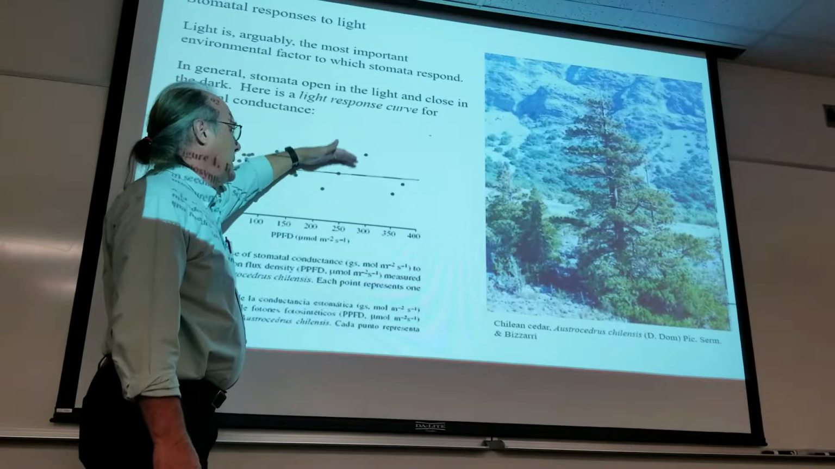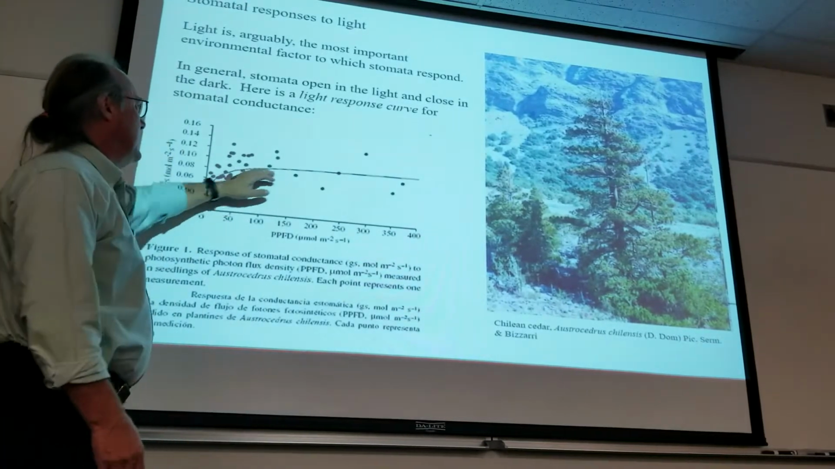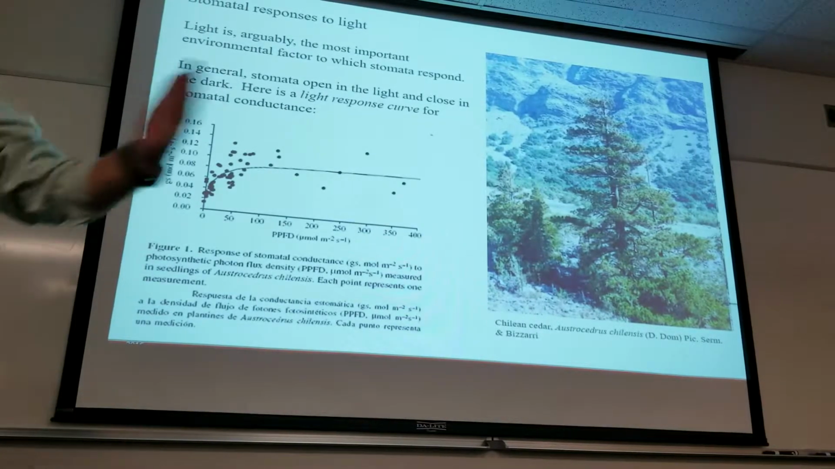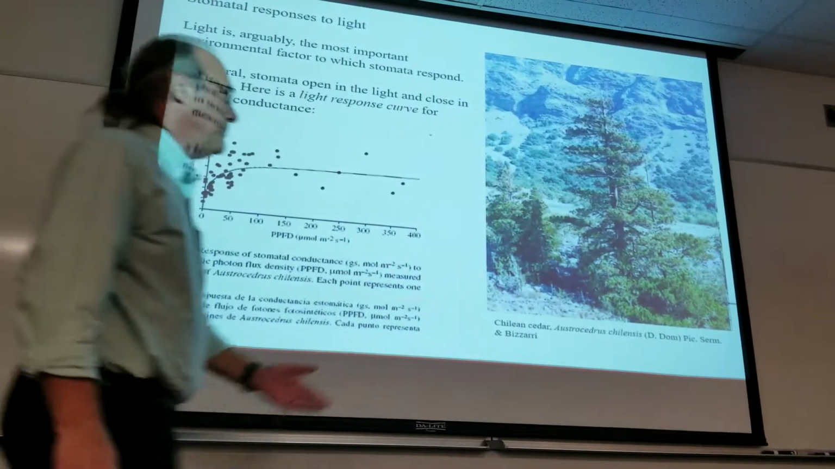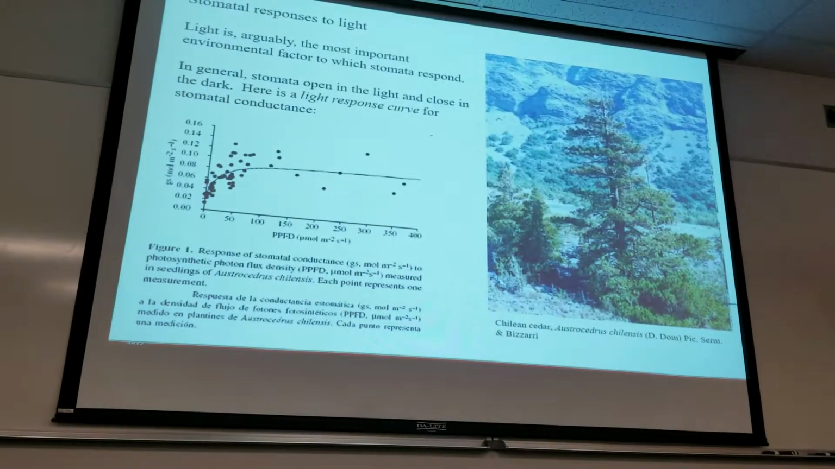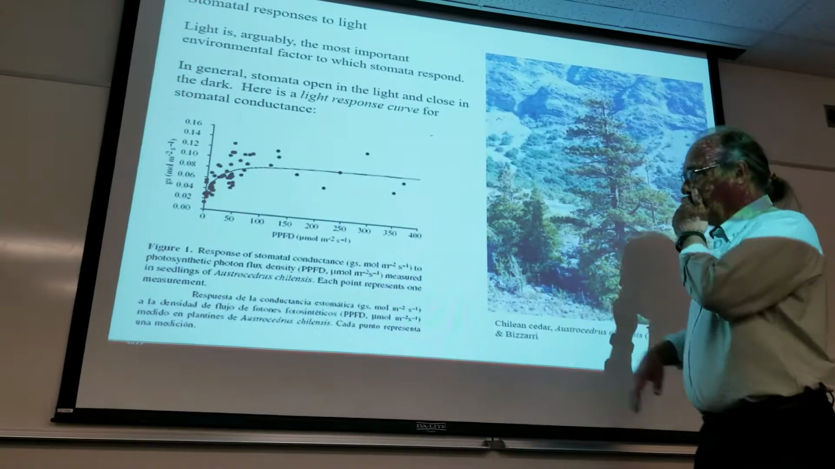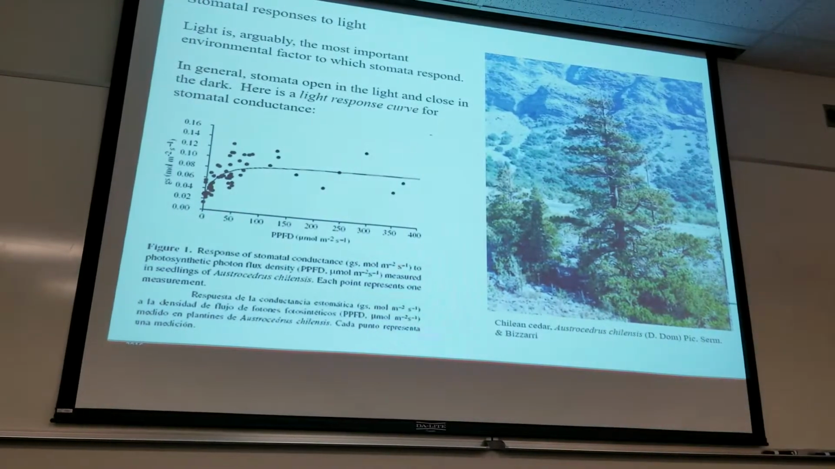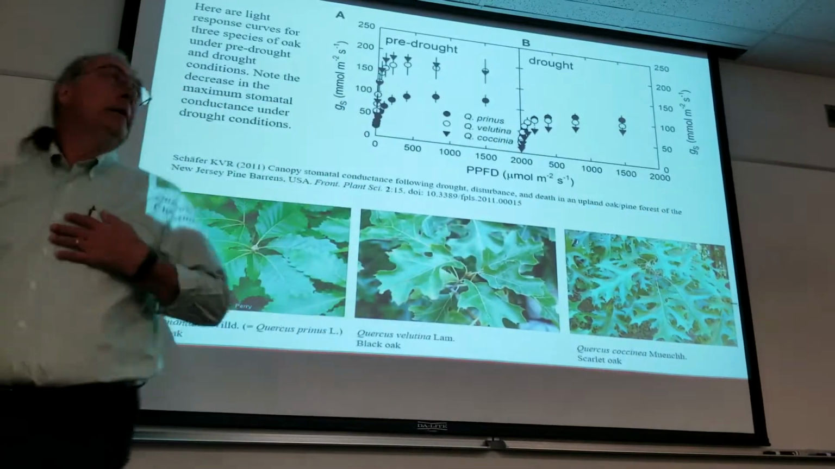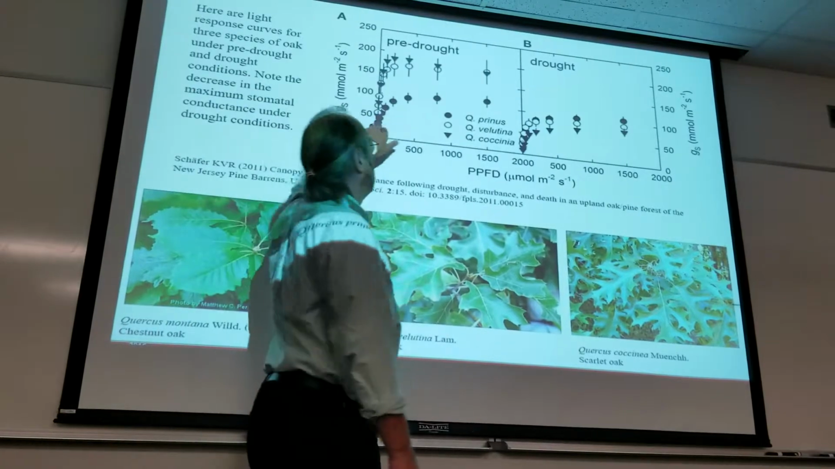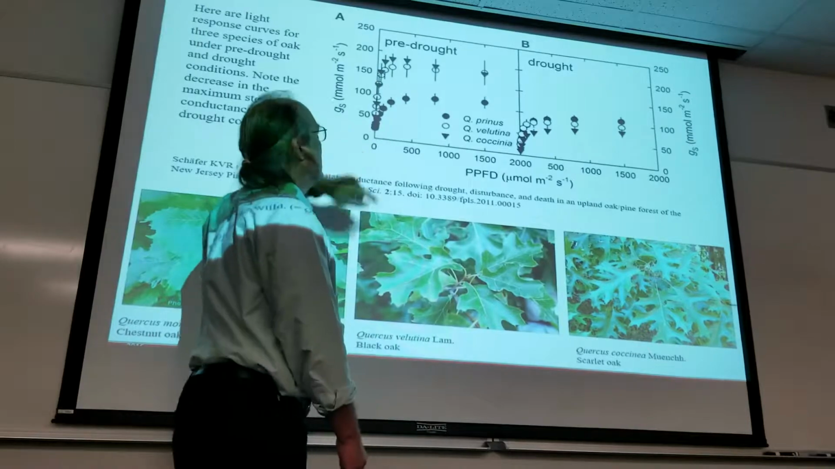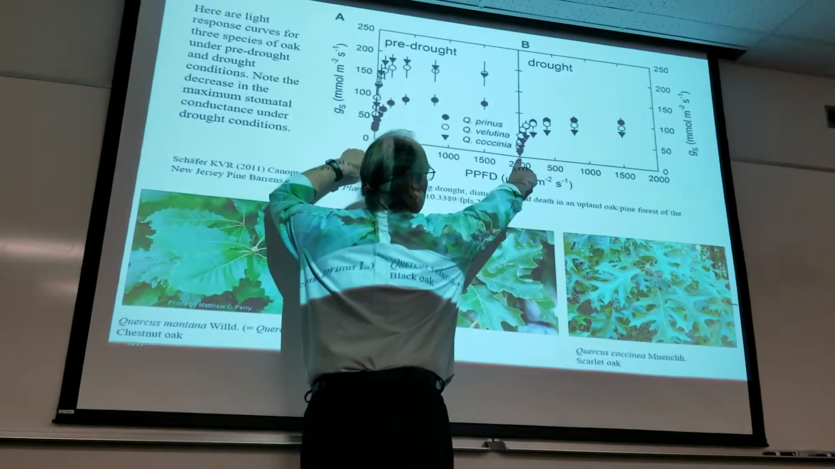This maximum stomatal conductance and the nature of this curve, where it saturates, depends on the environmental history of the plant, as well as what species it is and what's been happening. So this is for a conifer in South America, but here are some light responses for oak trees in New Jersey. Here's light intensity, and here's the stomatal conductance. And this one does go up to full sunlight.